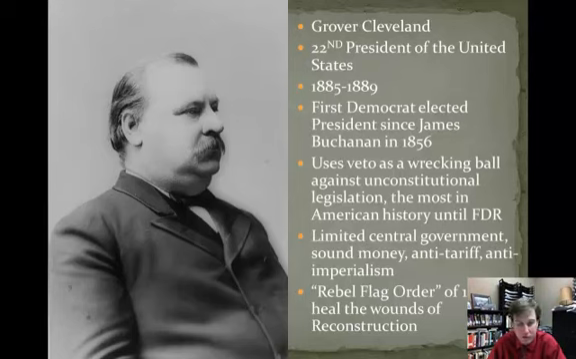Now, Cleveland, again, was a conservative in the Jefferson-Jackson mold. He's going to use the veto as a wrecking ball against unconstitutional legislation. In fact, he issues the most vetoes in American history until Franklin Roosevelt. He believed in a limited central government, sound money, anti-tariff, anti-imperialism, and he was really trying to heal the wounds of Reconstruction. In fact, in 1887, he issued something called the Rebel Flag Order, where he ordered all captured or confiscated Confederate flags returned to the South. This was very unpopular, and in fact, the political pressure was so much he had to repeal this order.